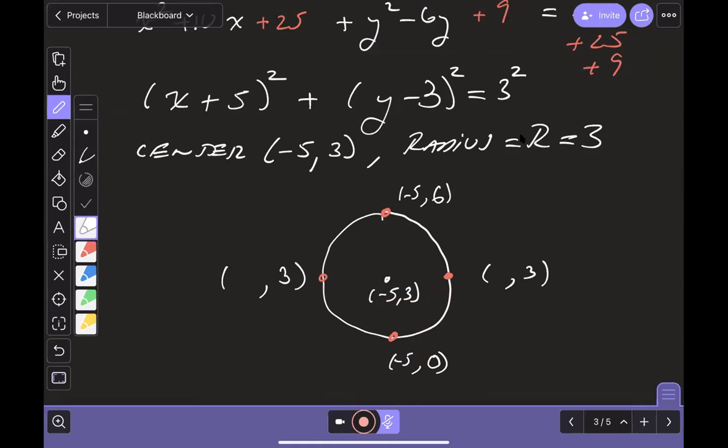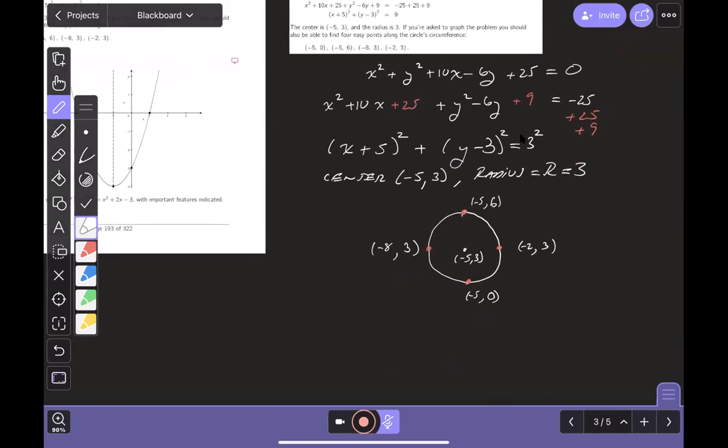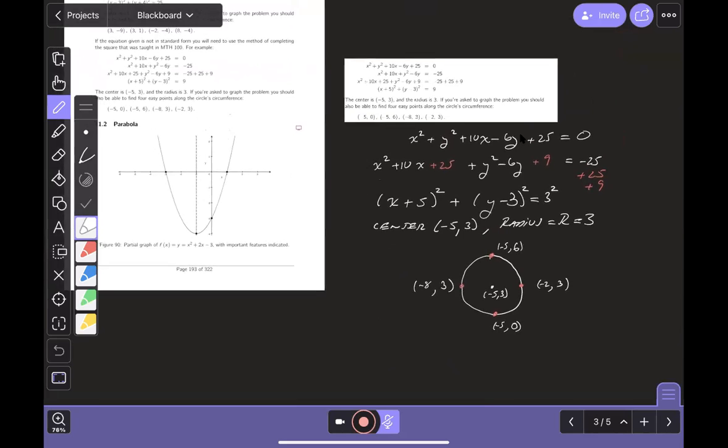All right, we'll check this later, don't worry. If you're at minus 5 and you move left 3, you'd be at minus 8. All right, let's look over. And we'll see how we did.